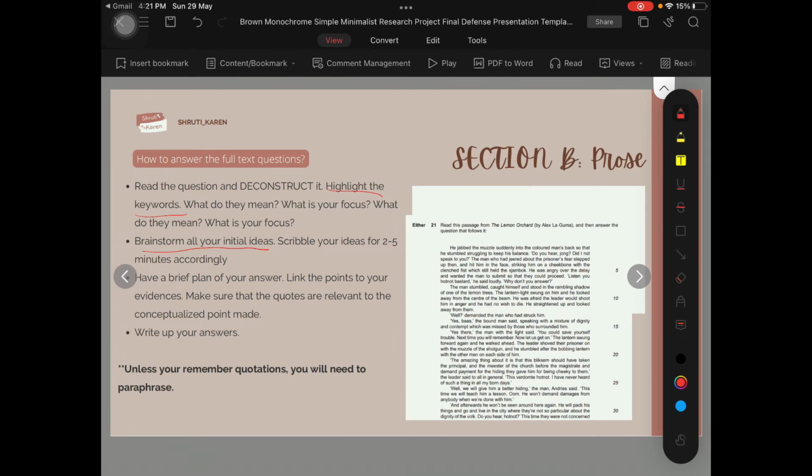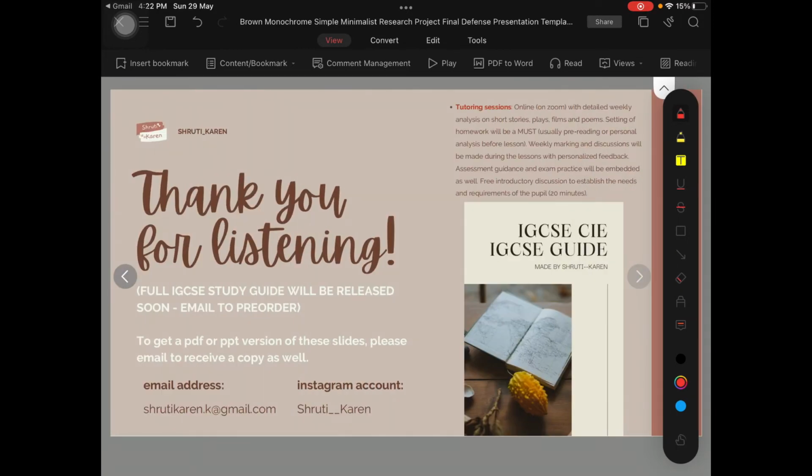Again, brainstorm all your initial ideas and try to write them on top of the extract. Try to scribble it down for about 2 to 5 minutes. And then, of course, have a brief plan of your answer, which goes the same for the extract questions in section B. And then, of course, write up your answers with your time management given the amount of time you have left. A very important note is that unless you remember quotes, it's always important to paraphrase, because if you try to memorize them but don't memorize them properly, there can be grammar mistakes, so make sure you're paraphrasing all your quotes to the best of your ability.